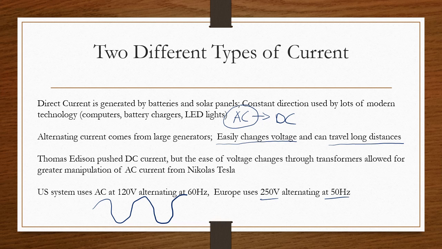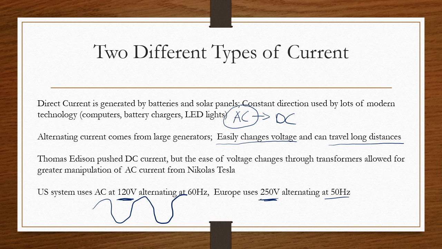So you need to take that voltage down to what your device is meant for. Your device from the US is meant for 120. So if you plug it in at 250, that's twice the amount of energy that it normally gets. And it's not designed for that. So that's why you need all those converters when you go to other places.